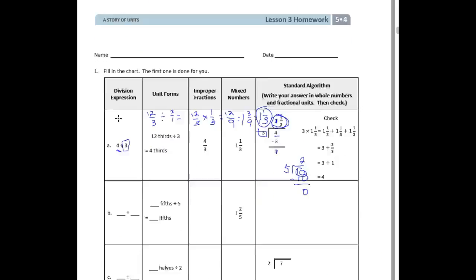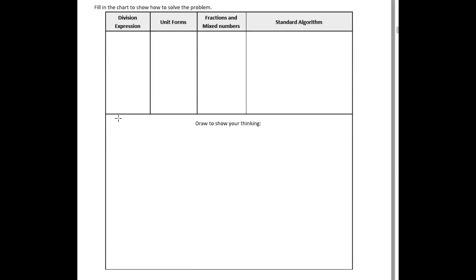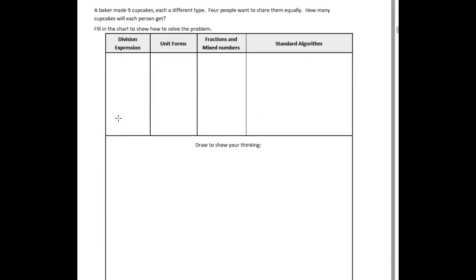So given that pattern, I'd like you to try this one. So if the baker made 9 cupcakes and each was a different type, 4 people wanted to share them equally. So how many cupcakes does each person get? So if you'd like to start with the drawing, you can kind of start with your cupcakes over here.